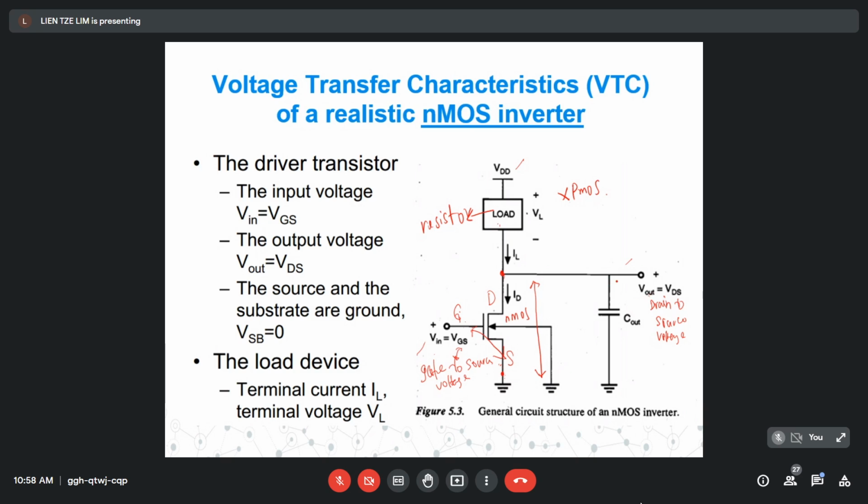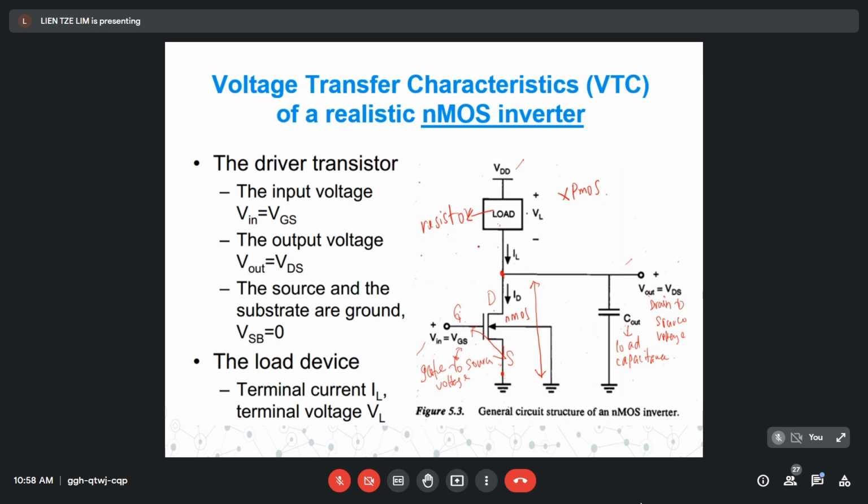At the output voltage point, there is a capacitor, C out. C out is a capacitor, sometimes called a load capacitor. And here there is a resistor. We can select a few values of the resistance. This resistor will affect the shape of the VTC.